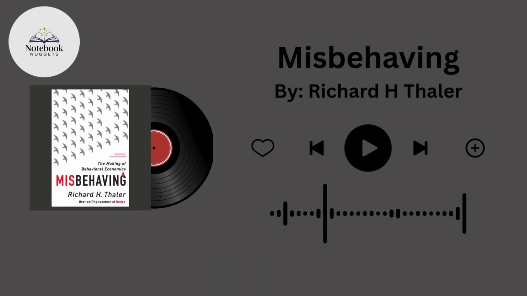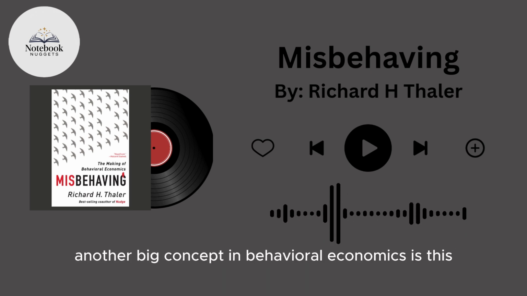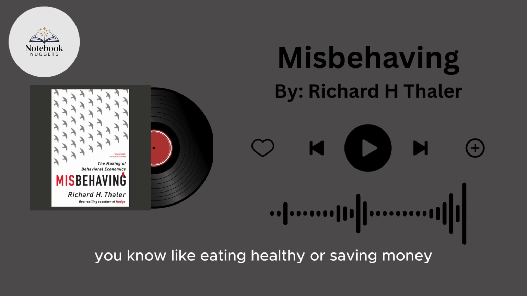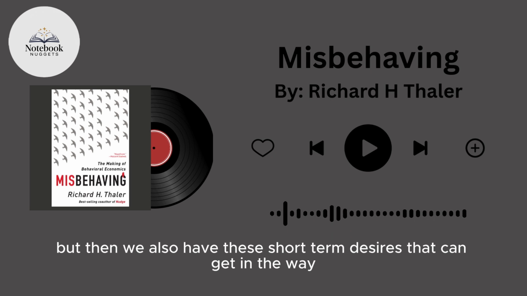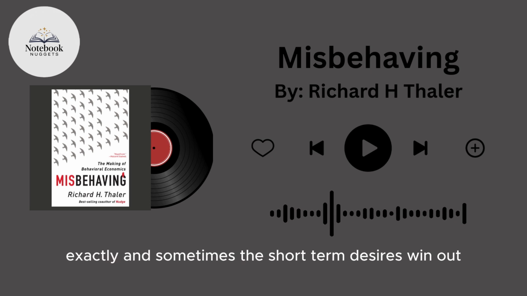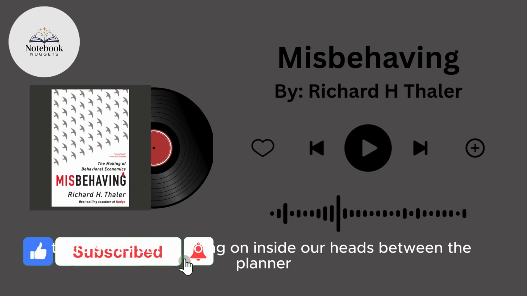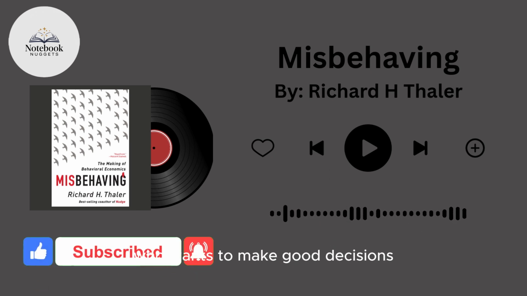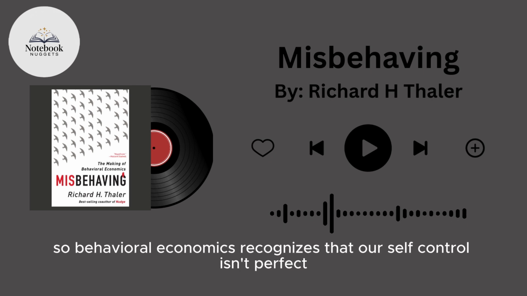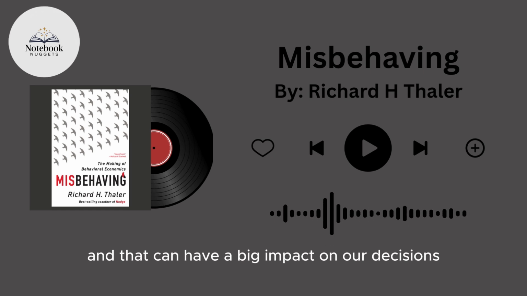Yeah, that makes sense. Okay, so another big concept in behavioral economics is this idea of imperfect self-control. Can you explain that one? Sure. So we all have these long-term goals, like eating healthy or saving money. But then we also have these short-term desires that can get in the way. Right, like eating a whole bag of chips when you're trying to lose weight. Exactly. And sometimes those short-term desires win out. It's like there's this battle going on inside our heads between the planner who wants to make good decisions and the doer who just wants to do what feels good in the moment. Yeah, I definitely feel that. So behavioral economics recognizes that our self-control isn't perfect, and that can have a big impact on our decisions.